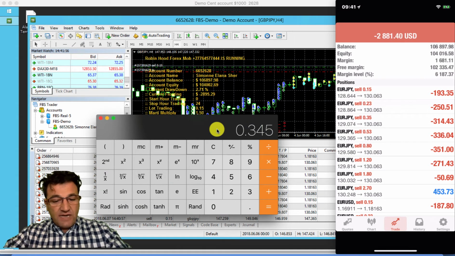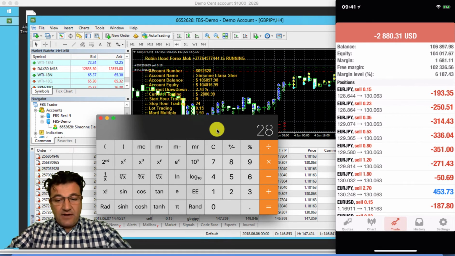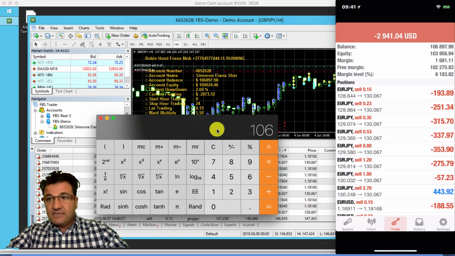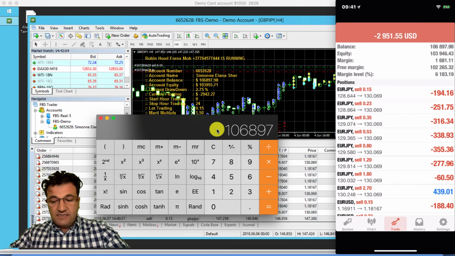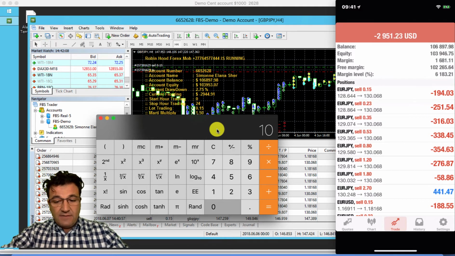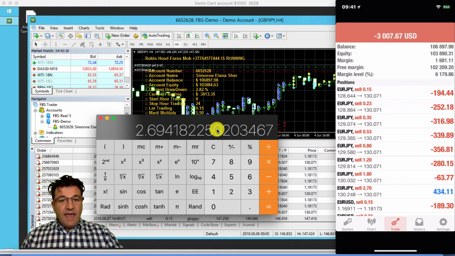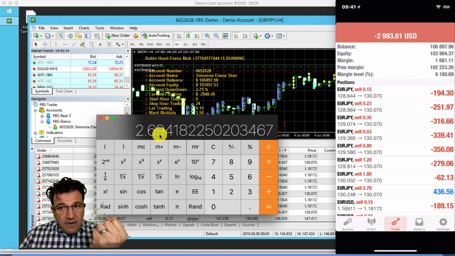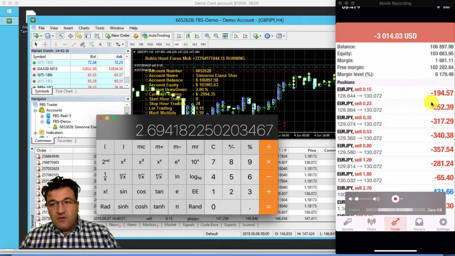So let's just take it at 2,880 approximately, divided by 106,897. That's going to give me a figure, and that's the percentage. If I times that by 100, it'll bring it to percent. And it says that I've got 2.69% of my money involved in trades.